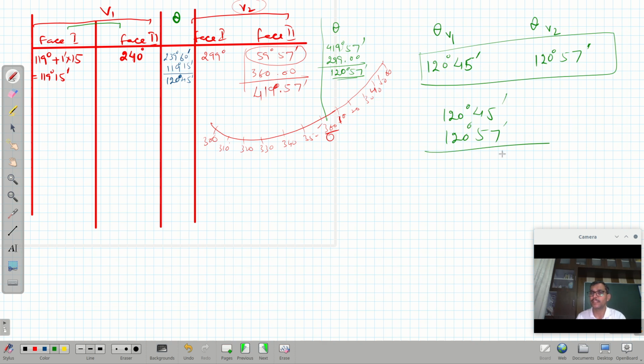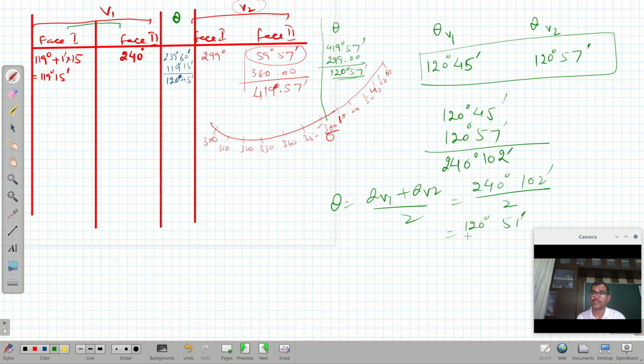So what will it be? 4 and 5 is 9, so it is 102 minute, and here it is 240 degree. So that means theta is equal to theta V1 plus theta V2 divided by 2. So it is 240 degree 102 minutes whole divided by 2. So here it is 120 degree and here it is 51 minute. That's what we are getting here.